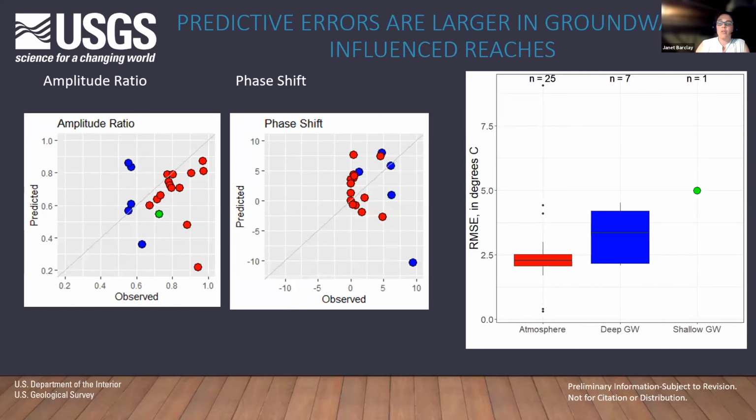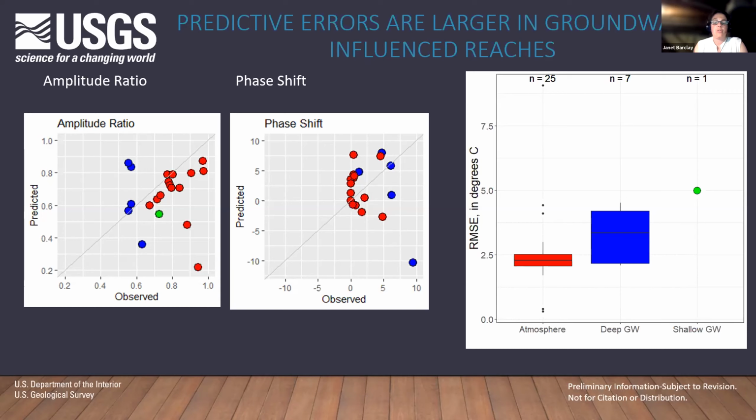The existing models also poorly predict the observed temperature properties, both amplitude ratio and the phase shift. Here we have the predicted values on the y-axis and the observed values on the x-axis, and none of them are really plotted along that one-to-one line. There's a lot of scatter. These together suggest that these existing stream temperature models may have lower accuracy at sites with greater groundwater influence and highlight the importance of explicitly incorporating groundwater discharge into our stream temperature predictions.